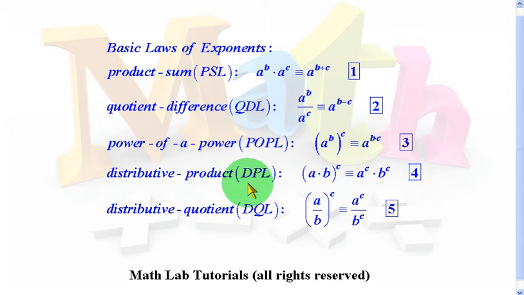Distributive Product Law, DPL, we've already seen that. We get bracket a dot b all to the power c. The c distributes to both the a and the b, and we get a to the power c dot b to the power c. And then we have a distributive quotient law, which is the counterpart to DPL. If we have bracket a over b to the power c, the c distributes to both the a and the b, and we get a to the power c over b to the power c. And then we continue these laws on the next page.